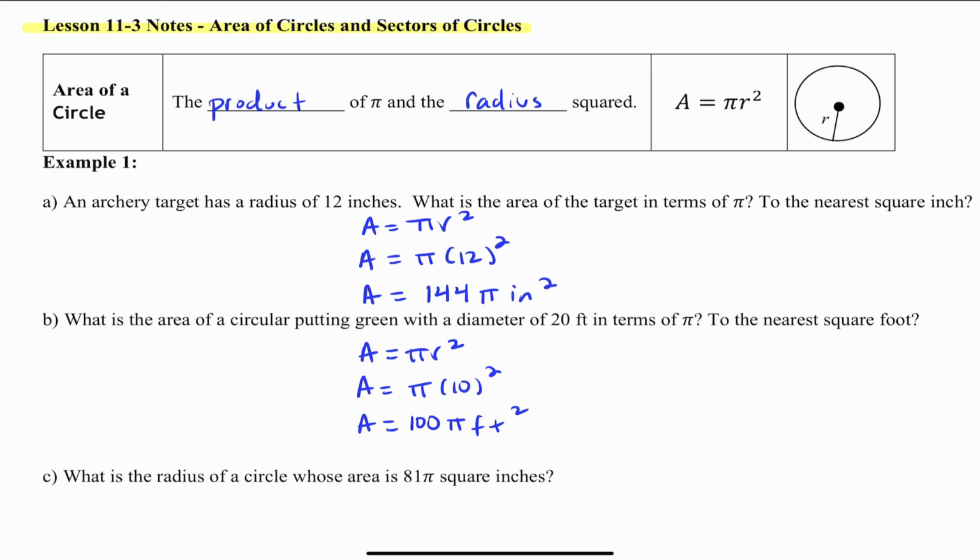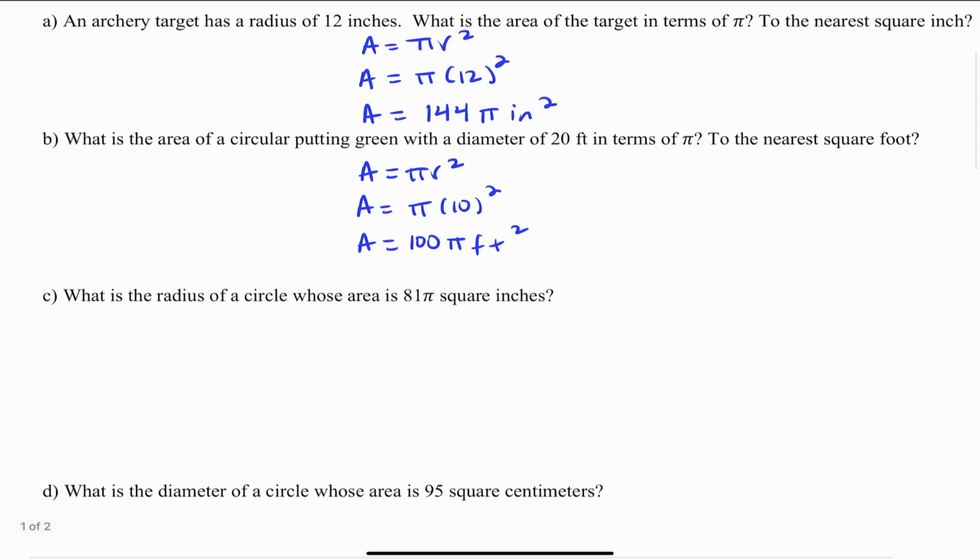Okay? So the next thing that we're going to look at is C. What is the radius of a circle whose area is 81 pi square inches? So if I'm trying to find the radius, that's essentially doing what? Are we going forward or are we going backwards? We're going backwards. So if we're dealing with area of a circle, the formula must be what? What's the area of a circle formula? A equals pi r squared, right? And the area is, what's the area? 81 what? 81 pi equals pi r squared.